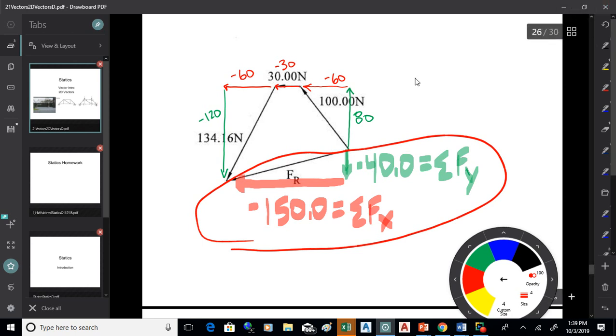Okay. So that's how we do this stuff in 2D. Okay? That's the approach. Use trig and break them up and do that sort of thing. All right?